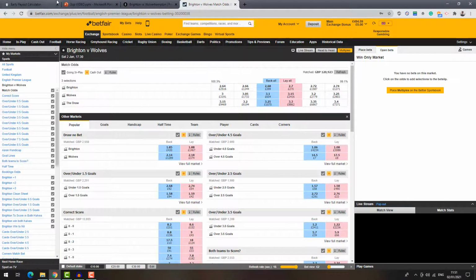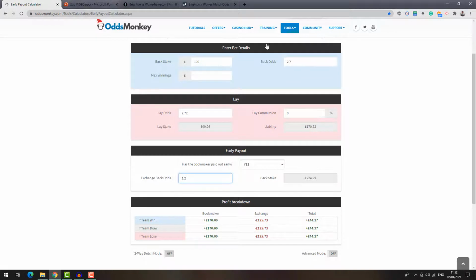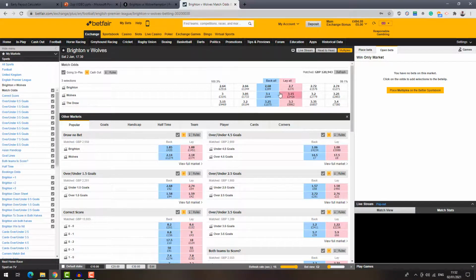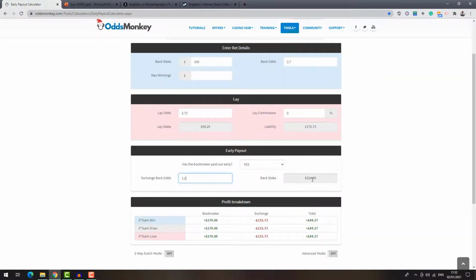So ultimately, to conclude, all that you need to do is select yes in the early payout box, and enter the current back odds after the team you back with a bookmaker has gone 2 goals up and you've been paid out by the bookmaker. So on Smarkets, these are the green boxes, the back odds boxes. And on Betfair, these are the blue boxes, the back odds boxes. You enter whatever numbers are in there on the team you initially laid with the exchange. So if you laid Brighton initially, then back them at the lower price using the stake that the early payout calculator had told you to use. After you've done that, you can look at your profit breakdown and how much profit you're going to make. So in this example, £44.27 profit.